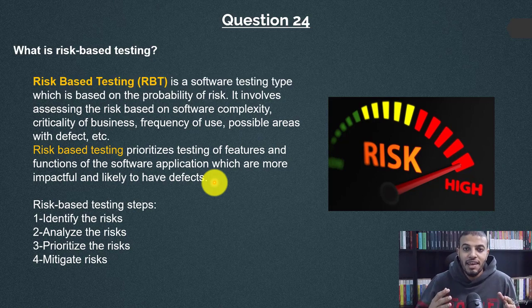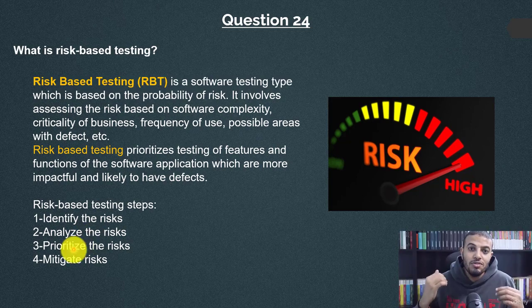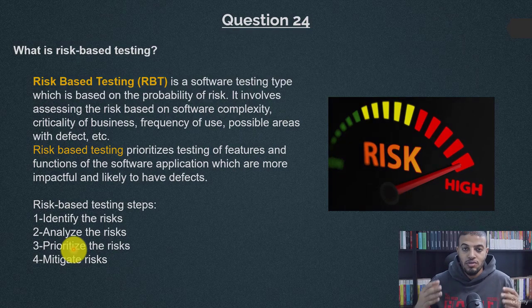So what are the steps that risk-based testing goes through? The first step is to identify the risks in your product. Then you begin to analyze those risks. Then you begin to prioritize them. And after prioritizing your risks, you begin to create test cases or a test plan to mitigate those risks.